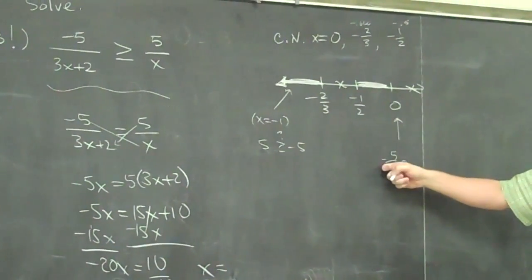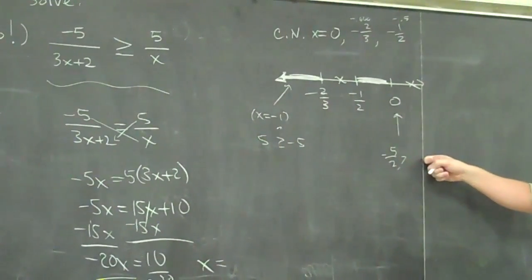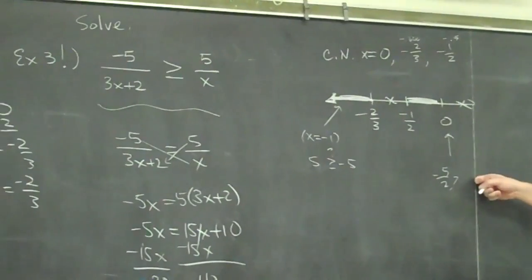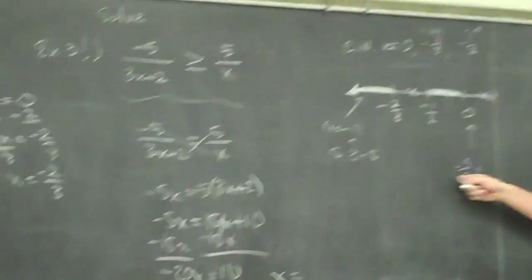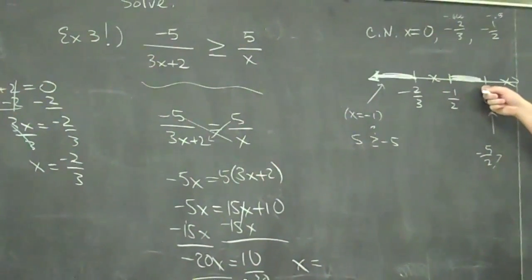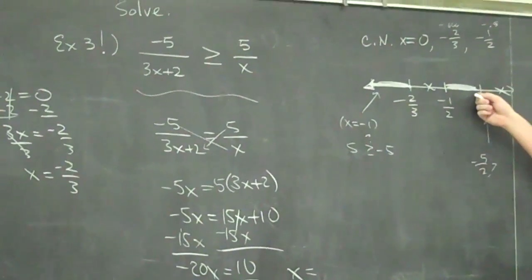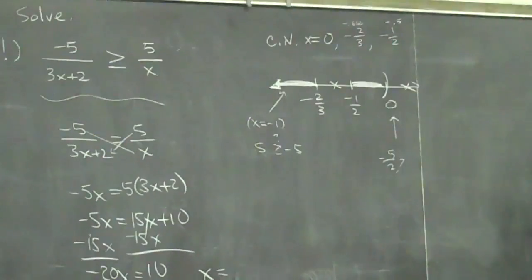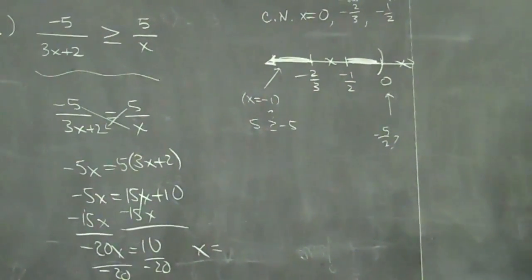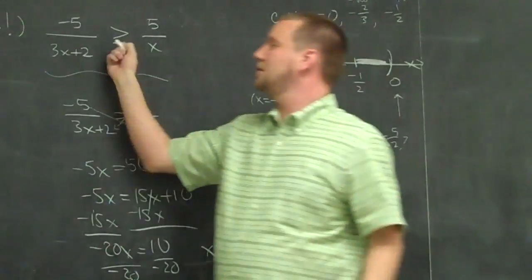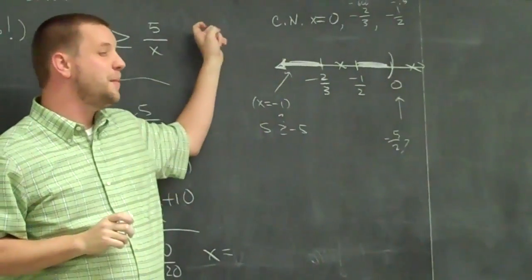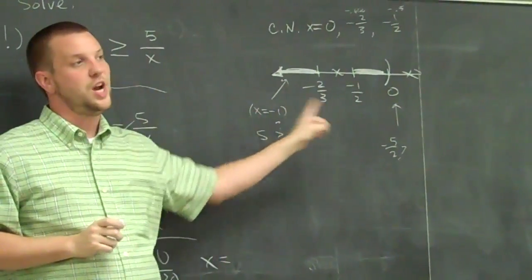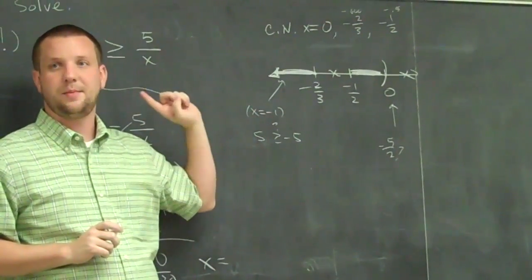Like, is negative 5 over 2 greater than undefined? No, you're not allowed to plug in 0, right? It gets you 0 on the bottom. So I don't care what this is. I'm not allowed to even plug it in. So if I can't plug it in, how can it be a solution? So make it a parenthesis, because it makes my denominator 0. Even though I'm using greater than or equal to, because it makes my denominator 0, it's going to get a parenthesis. Based on that reasoning, are there any others that are automatically going to get a parenthesis?